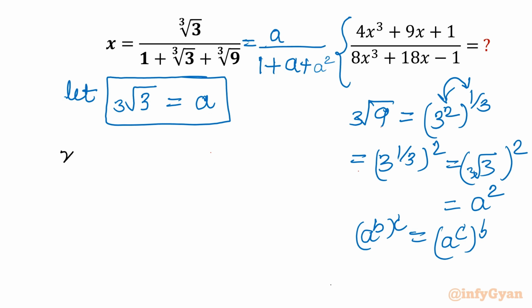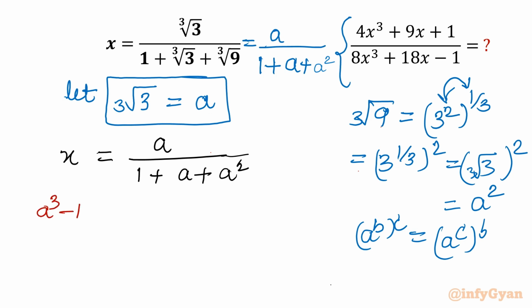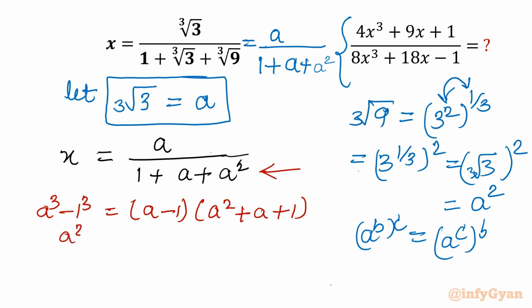Now I will put this value in the given equation. x is equal to a over 1 plus a square. Now I will use one algebraic identity. It is the a cube minus b cube formula. So I can write a minus b in the second bracket, a square plus b square plus ab. In place of b it is 1. So from here I will find out our denominator. So I can write a square plus a plus 1 equal to a cube minus 1 over a minus 1.